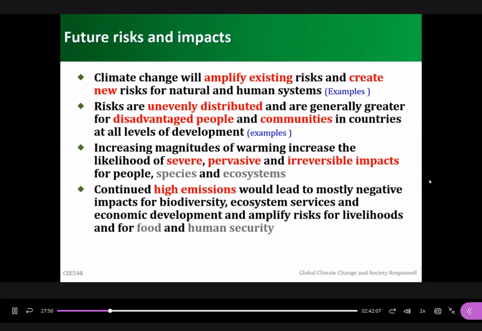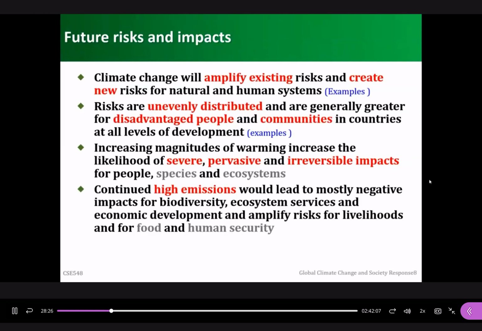And then the risks are unevenly distributed. In general, the disadvantaged people suffer more from climate change. Just as shown in the video, you can see they lived in the mountain areas, so in general the economy there is not very good. But they are the first batch of people suffering from climate change. And there are already many places affected by climate change.